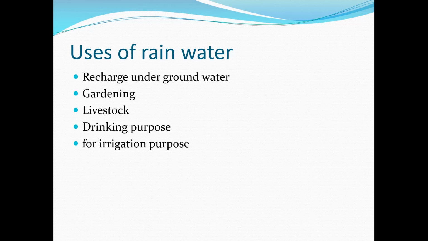So, what are the uses of rainwater? It can recharge the groundwater. It can be used for gardening, for feeding livestock, for drinking purposes, or for irrigation. Basically, the only source of water is the rain itself. The rain falls and provides water to the natural streams, and by using those streams, we are getting water in terms of springs, rivers, lakes, etc.